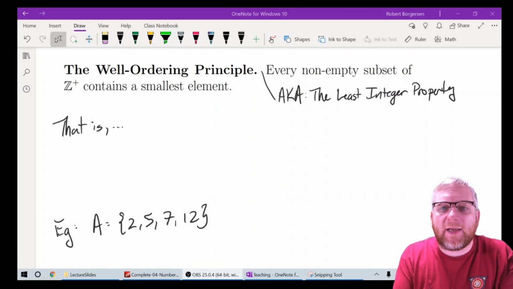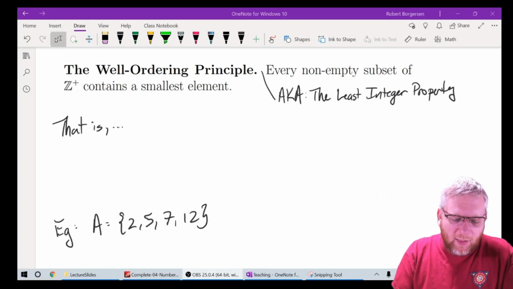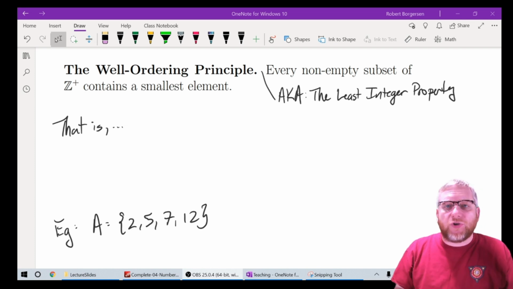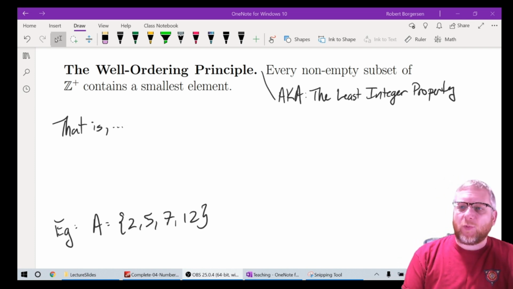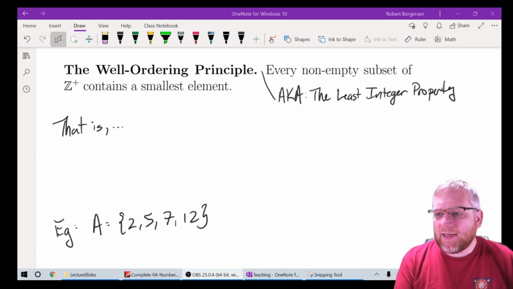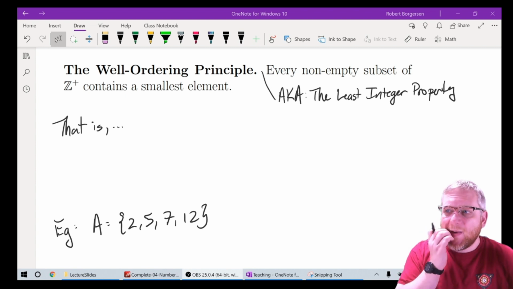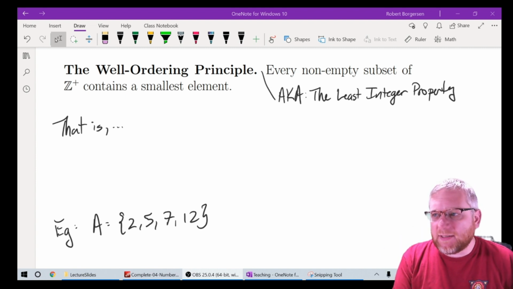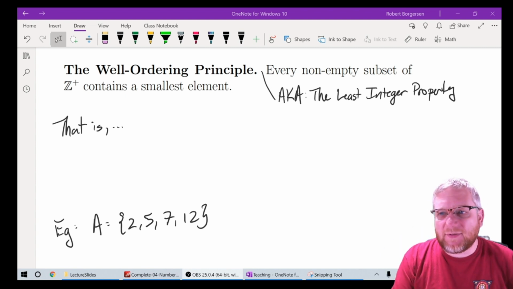All right, hello everybody. Let's talk about the well-ordering principle, also known as the least integer property. What this says is something that is obvious, is clear, but you've got to actually see the subtleties of it. It's pretty important. So the statement is that every non-empty subset of Z plus contains a smallest element.